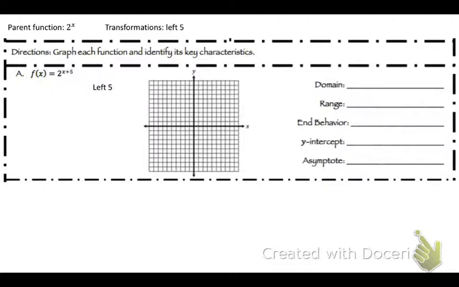So I'm going to go to my graph, and I'm going to go left 5, and I'm going to draw a line right there. That is my new axis. That pink line that I drew right there is my new axis. That's where I'm going to graph everything off of.